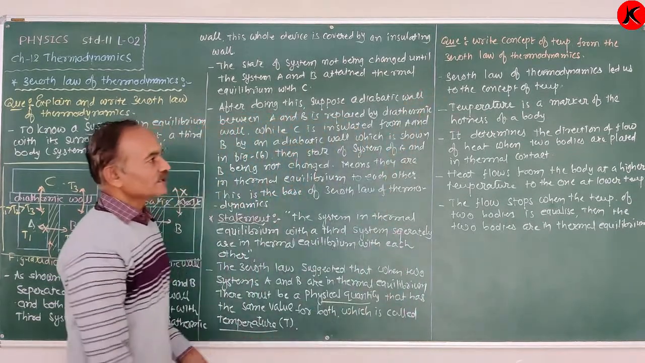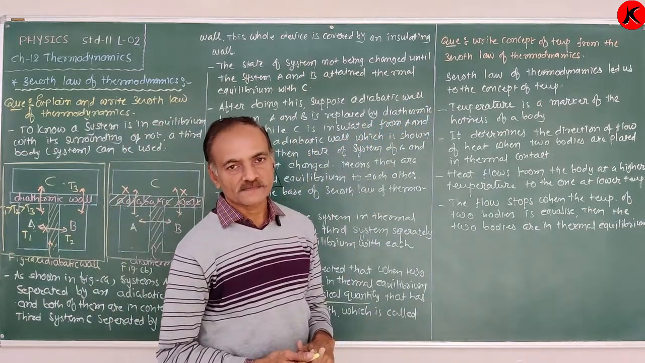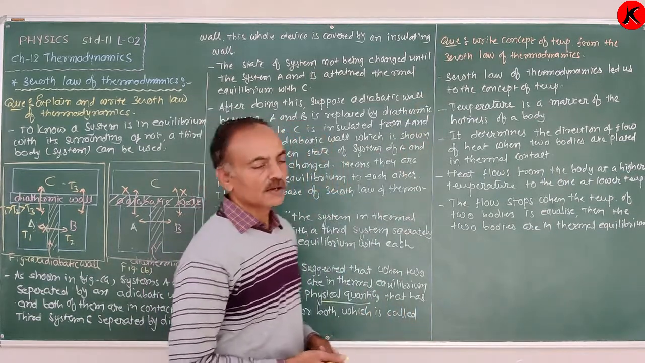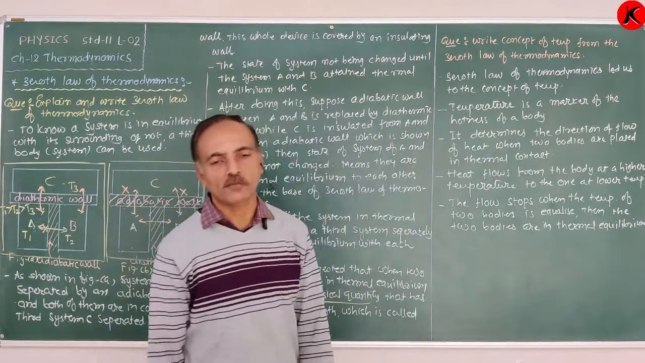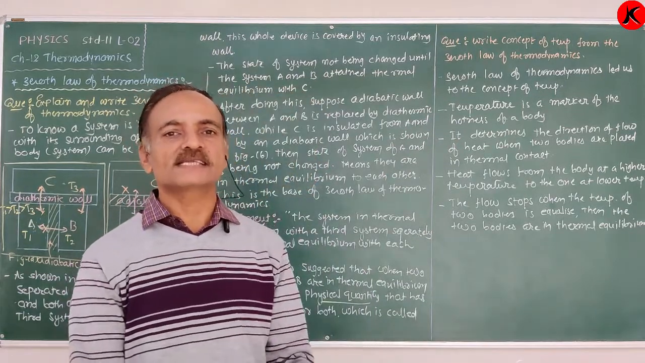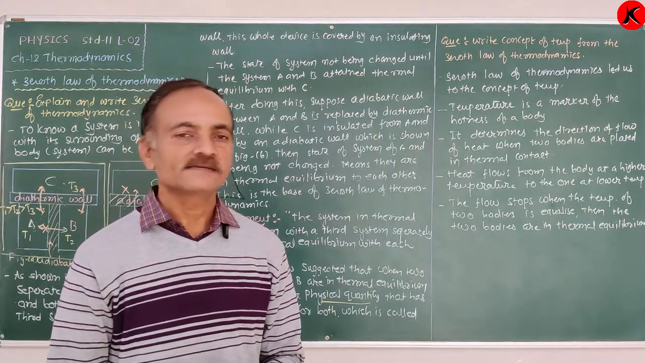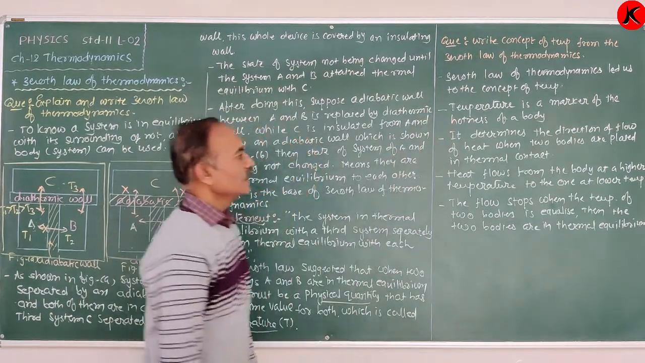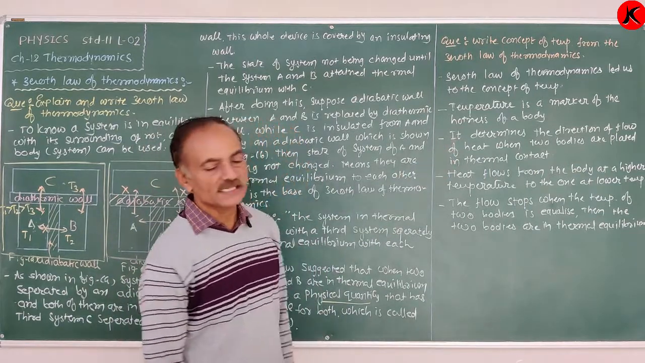The Zeroth law of thermodynamics leads us to the concept of temperature. Temperature is a marker of the hotness of a body. By knowing the temperature, we can judge how hot or how cold the body is. Right? So temperature is the marker of the hotness of a body. It determines the direction of flow of heat when two bodies are placed in thermal contact.